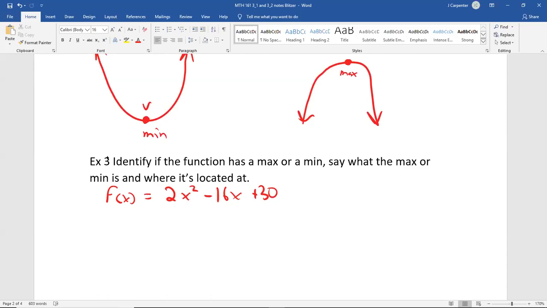Now, looking at this function, you can immediately, this is me snapping my fingers, immediately, I don't know if you can hear that on my mic or not, I can immediately tell you whether it's going to be a max or a min. And I do that based on whether this graph opens up or down. So the a is positive.